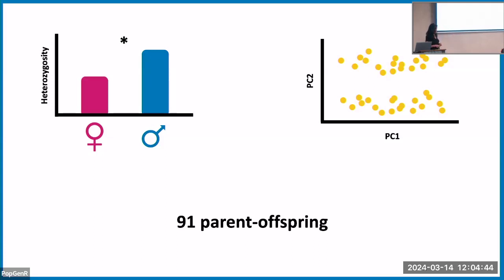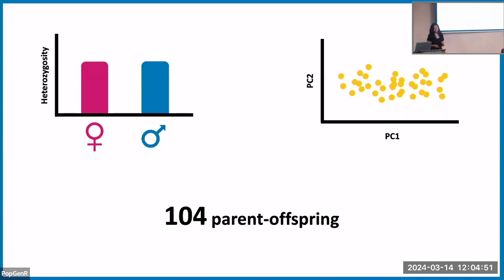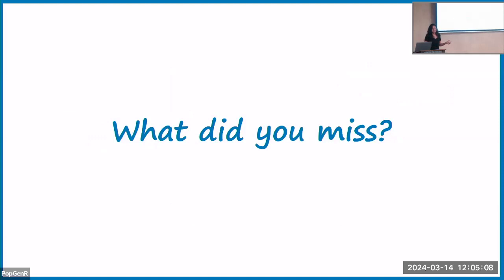Now, what if I told you that these results are wrong? That in reality, there were no differences in the heterozygosity between the sexes, that there was not a division in two subgroups in the population, and that you could have found 104 parent-offspring relationships, and not only 91. What did you miss? What went wrong?